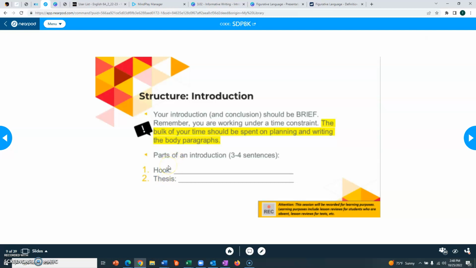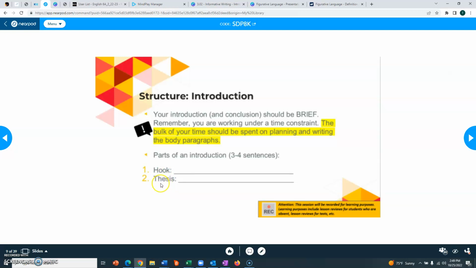So your hook is when you grab the reader's attention. You hook them in, just like with a fishing line. You throw it out there, you reel it in, and you pull them in. You want to hook the reader. You want to ask a question, tell a story, give an interesting fact. But the things that you're talking about in your hook should have something to do with what your prompt is asking you to do. Okay, so that's your hook. That's the first part of your introduction.